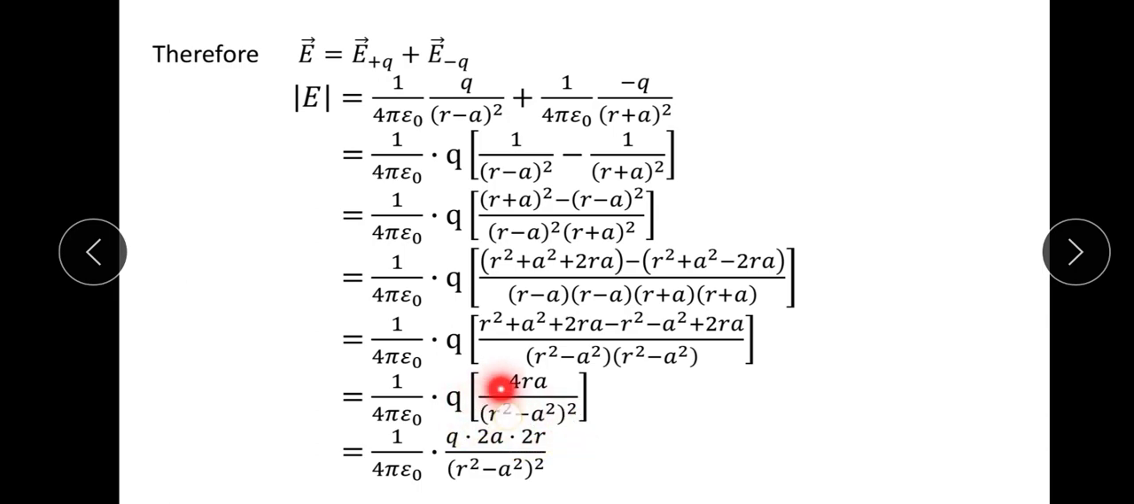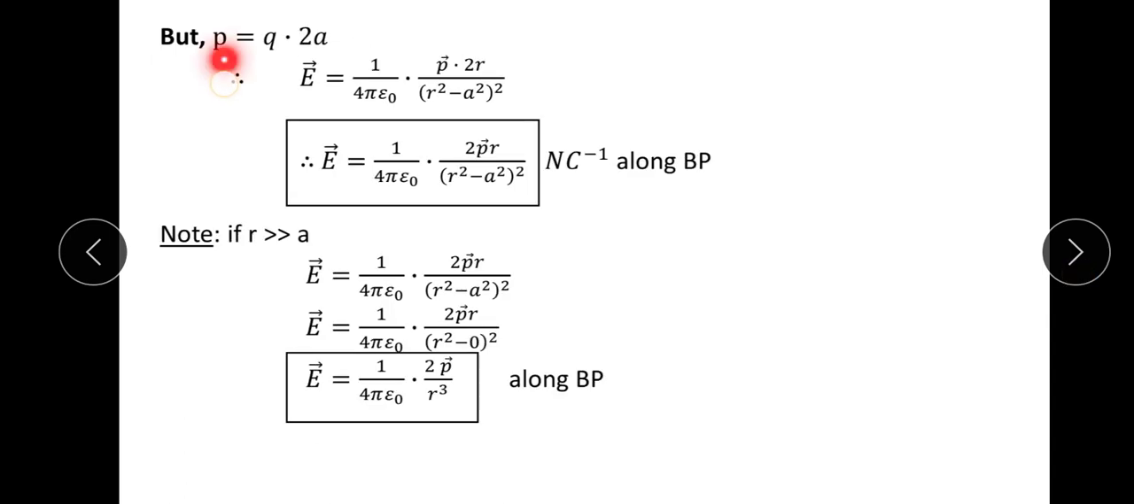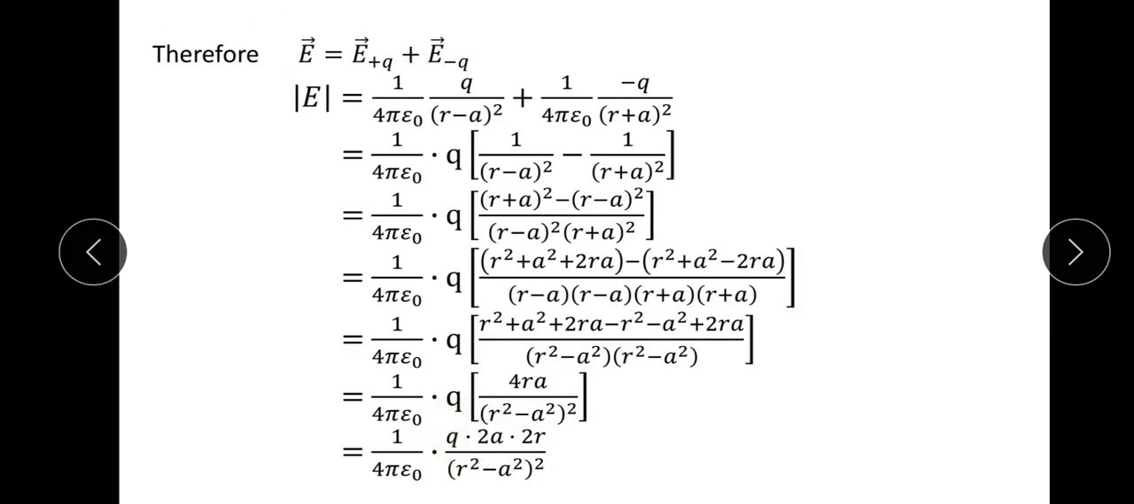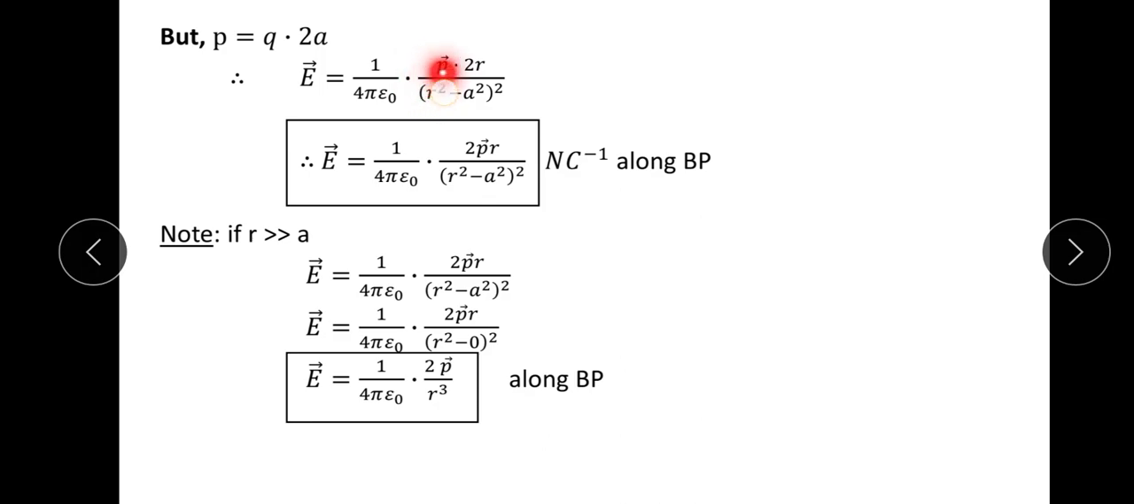Now let us take this q inside and write this 4ra as 2a into 2r. 4ra can be written as 2a into 2r and q is taken inside the bracket. Therefore this q into 2a, the term q into 2a will be a dipole moment. Look at this, P is equal to q into 2a. So P is a dipole moment. Therefore instead of this q into 2a in the previous equation, q into 2a is now written as vector P. Okay, vector P is a dipole moment.